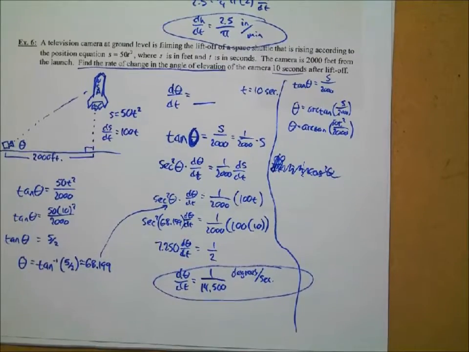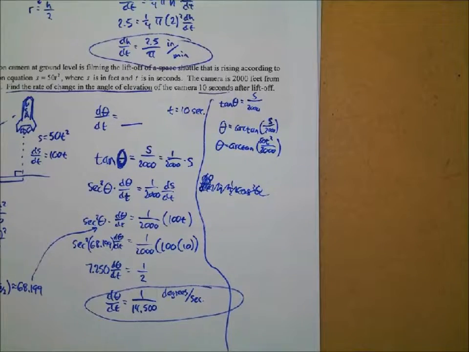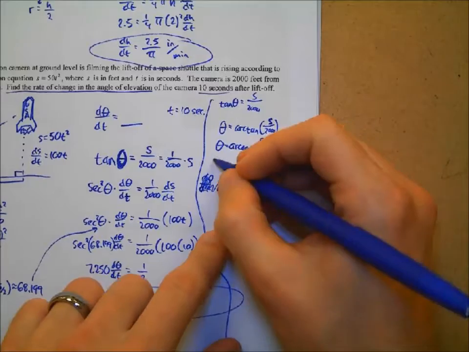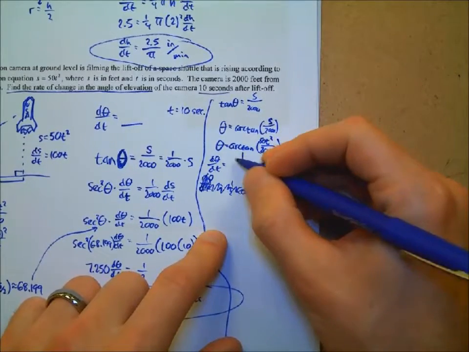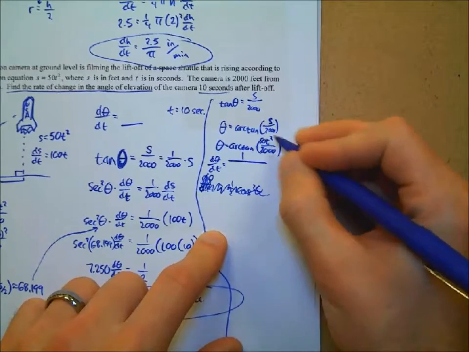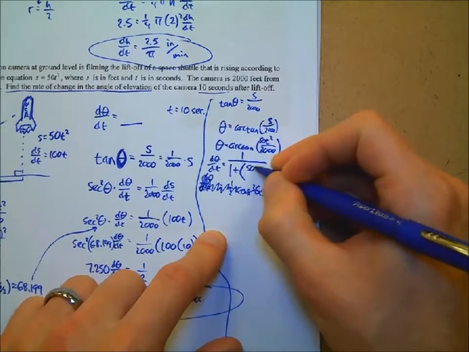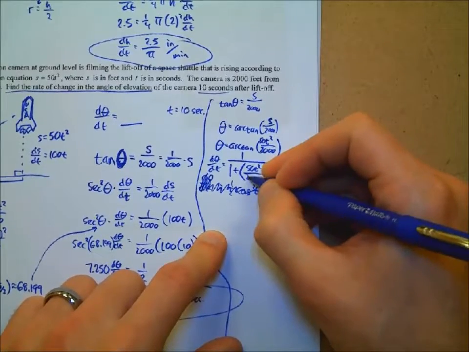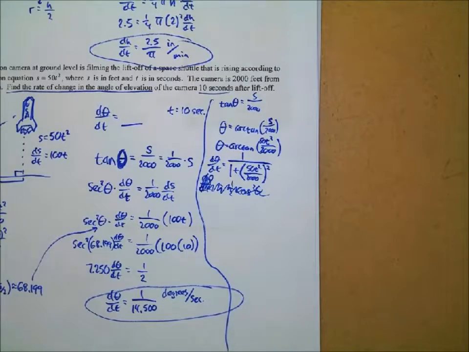And then I just took the derivative from here. So this is possible, right? We know the derivative of arctangent. All right, so then d theta dt equals 1 over, our u here is this whole quantity, so it's 1 over 1 plus (50t squared over 2,000) squared. Okay, then times the derivative of what was inside that by the chain rule.